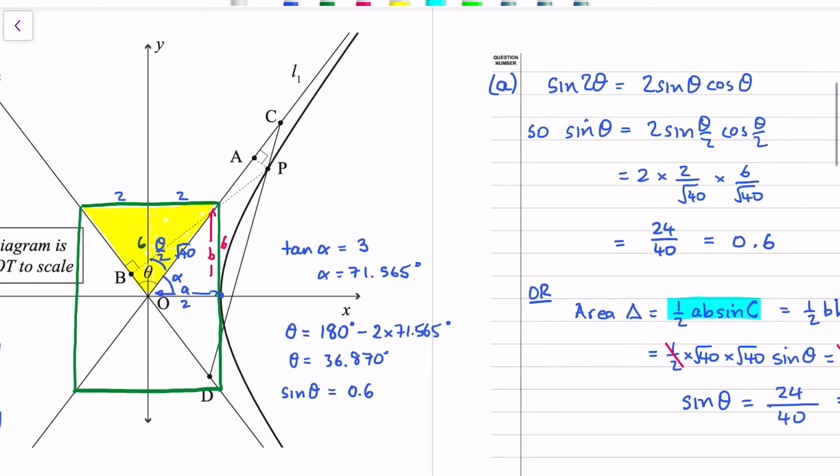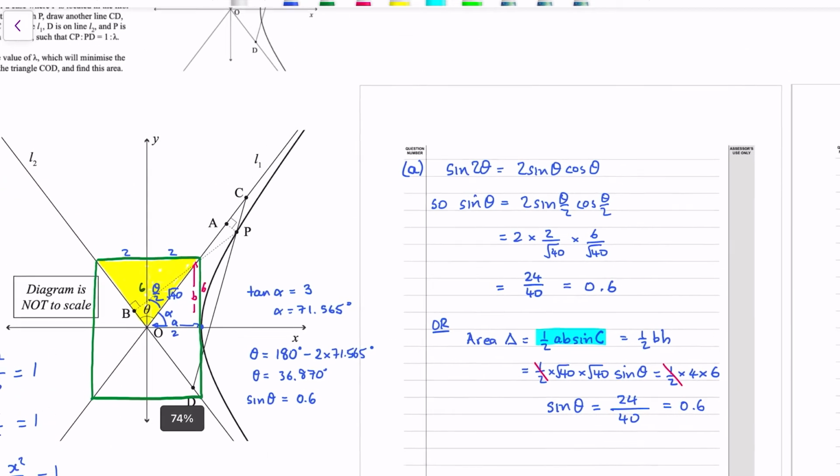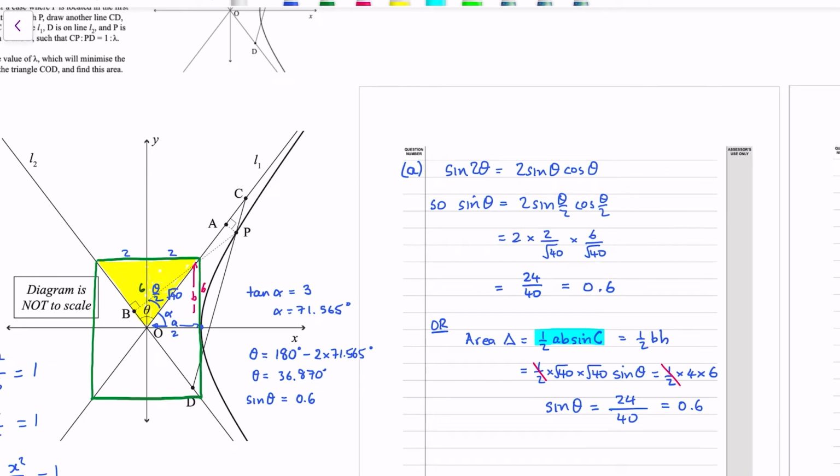I guess that first question is not too nasty, but you did need to know about the asymptotes of a hyperbola and that their slope was b over a. And you also needed to bring in sine of theta somehow, whether it was using trigonometry or the area of a triangle.